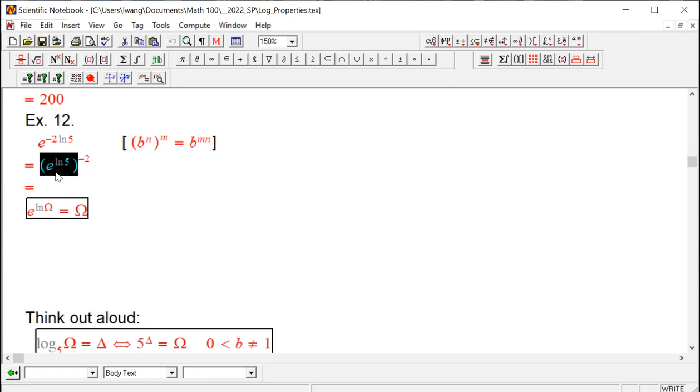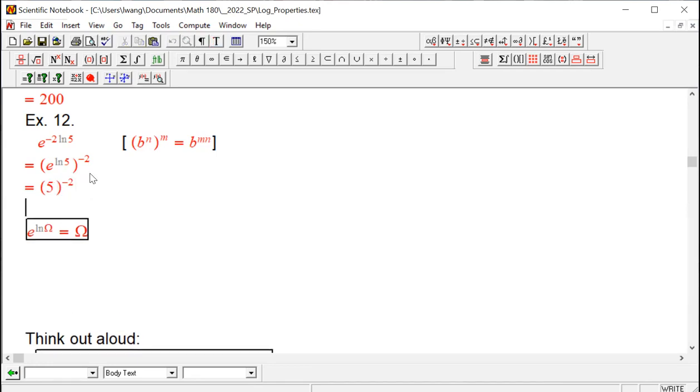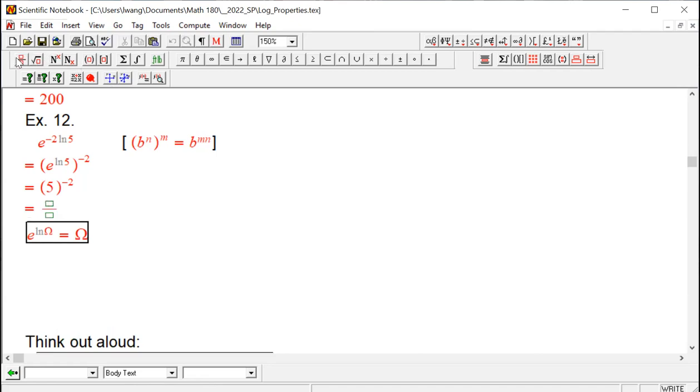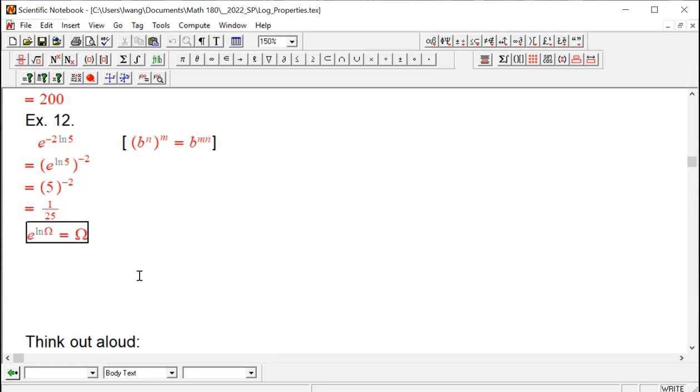Now for the inside, we can apply this property. So that's going to give us 5. So the inside of the parentheses is going to be 5. 5 to the power -2 is going to be what? It's going to be 1/25, right? Sorry. Okay. The last one is going to be a little challenging.